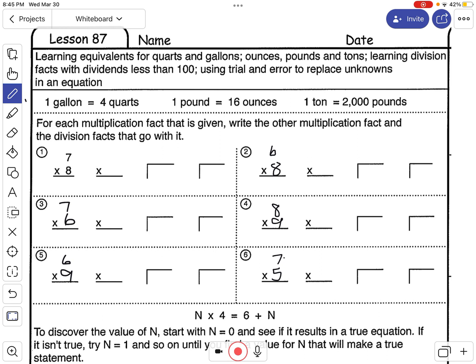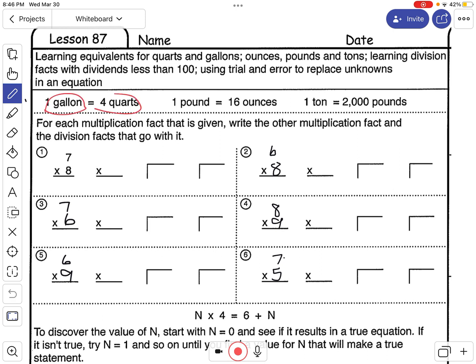We're going to learn how to do some measuring of quarts, gallons, ounces, pounds, tons. And then we're going to look at some families of facts for multiplication and division. And we're also going to learn how to solve some algebra problems today. Woo, that's going to be fun. All right, let's start up here at the top.